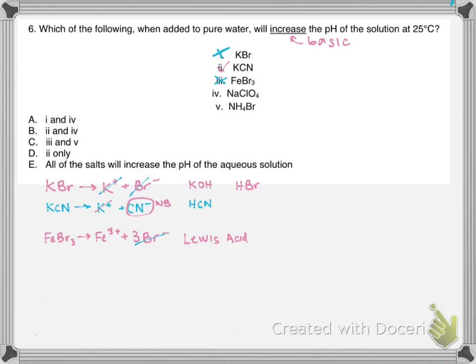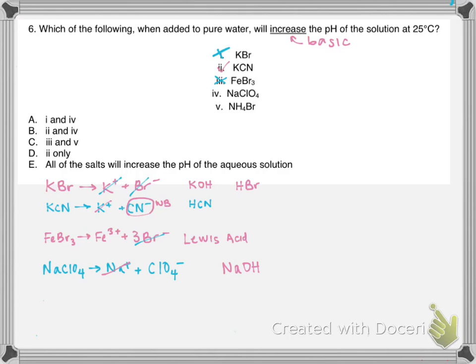Okay, and then we can think about this NaClO4. That dissociates into sodium ions and perchlorate ions. And so then we can think about where those may have come from. We can think of sodium as coming from sodium hydroxide. This is a strong base, so the sodium is going to be a negligible acid. It's not going to affect pH.